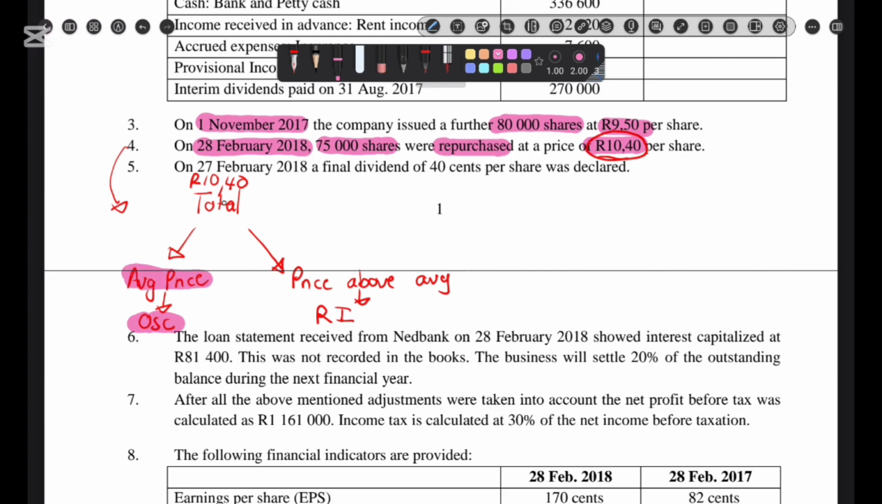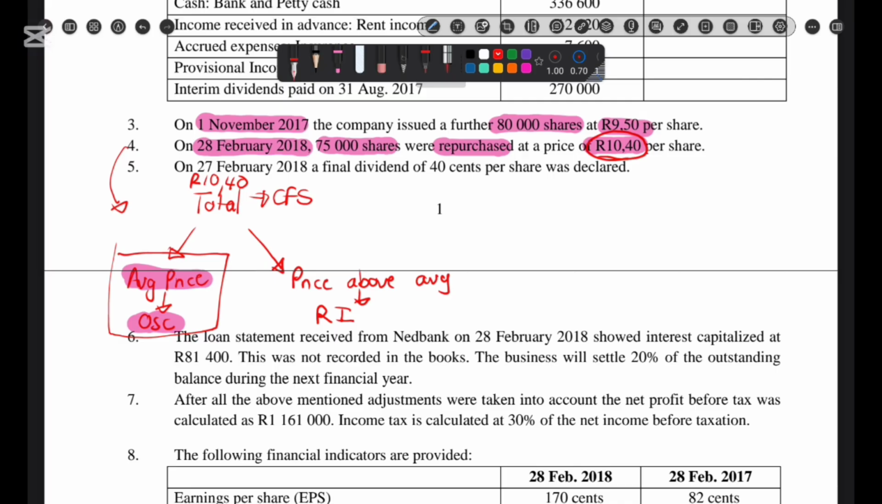I cannot use this total because the total doesn't go to my ordinary share capital note. Remember, I told you it goes to your cash flow statement. But because we are preparing the ordinary share capital note, the amount that's going to go to it must be my average price. So I now need to find my average price.